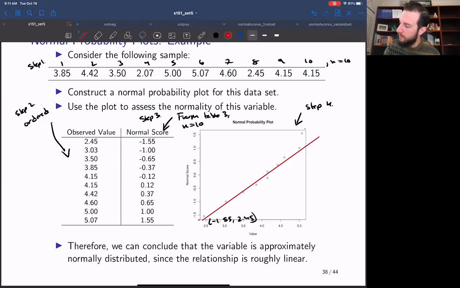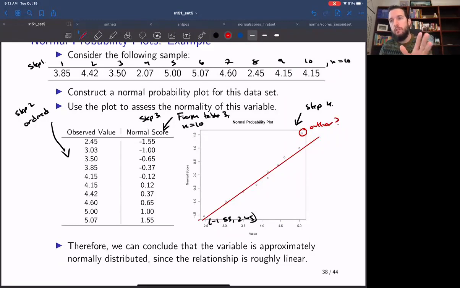This guy here, bit of an issue. So we might ask, is this an outlier? Because it's a little bit off the pattern, but the majority of the points are quite close to the line. So because the relationship looks linear, we can say there's evidence that the variable is approximately normal, right? And that's all there is to it.